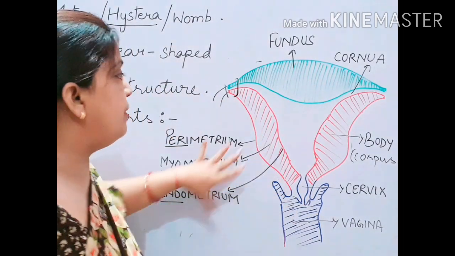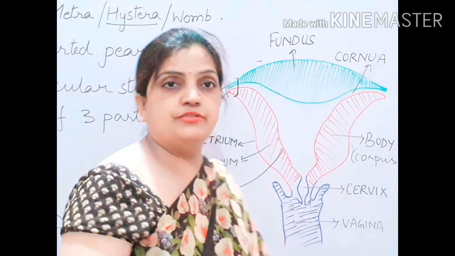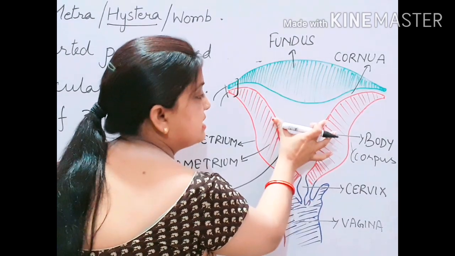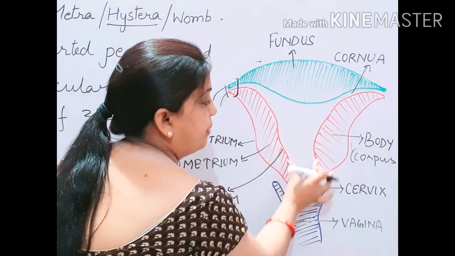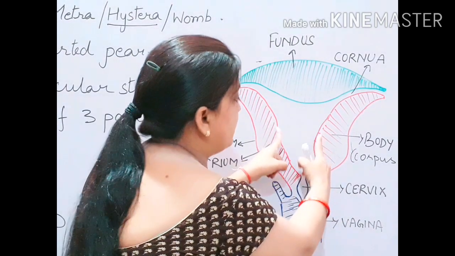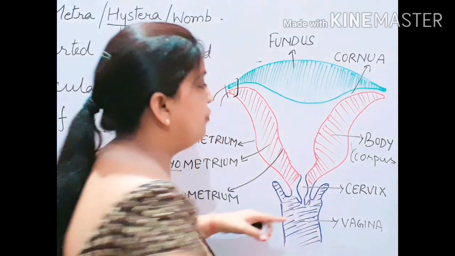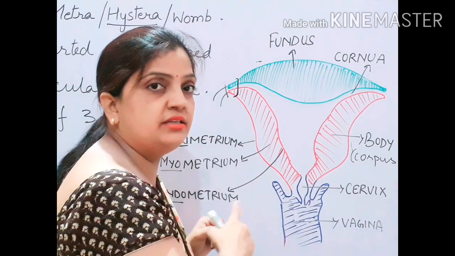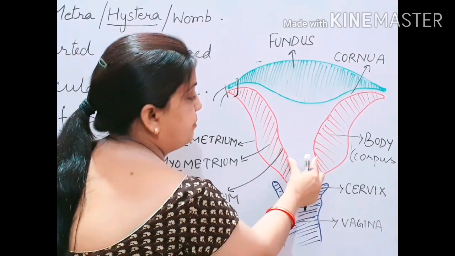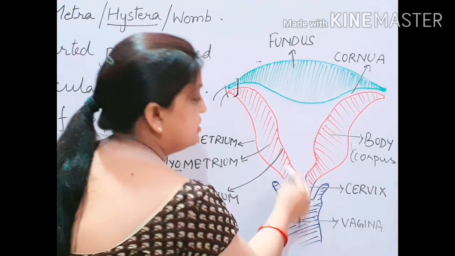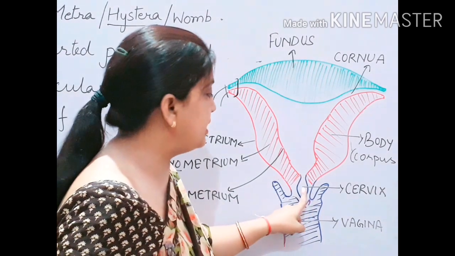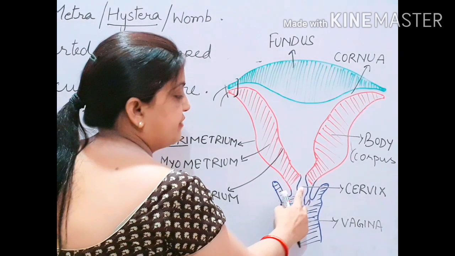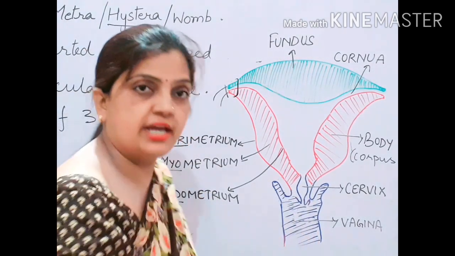So this was about the body. Now children, what is this body? This body is the inferior and narrow part. This is the narrow inferior part of the uterus. And where is this part opening? This narrow inferior part is opening into the cervix. Then this cervix is opening into the vagina.